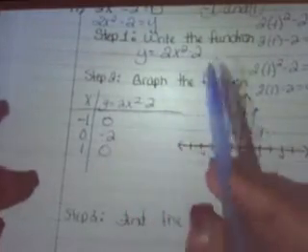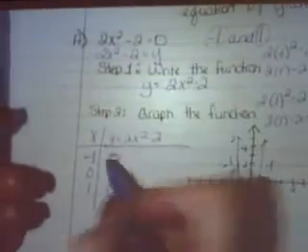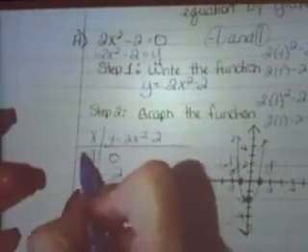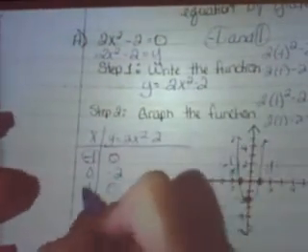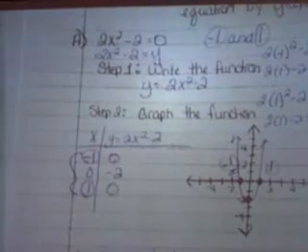You can also, to check, look at your table. Remember, you wanted your y to be 0? Look at your table. Y is 0 when x is -1. Y is 0 when x is +1. So these are your two solutions.